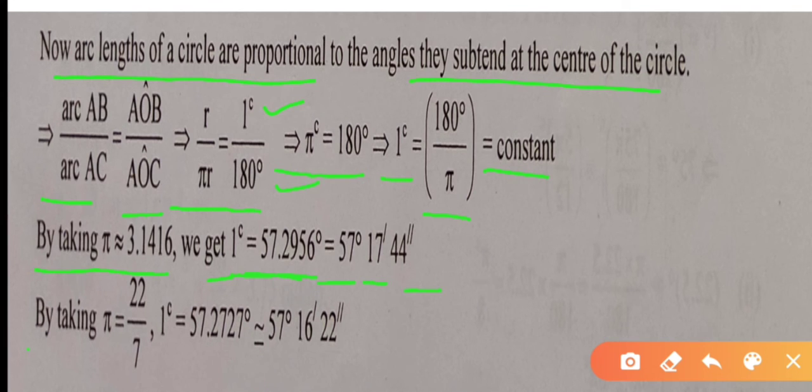Or by taking pi equal to 22 by 7, the value is quite different here. Approximate values, these are 1 radian equals 57.2727 degrees, or it is equivalent to 57 degrees 16 minutes 22 seconds. Got it?